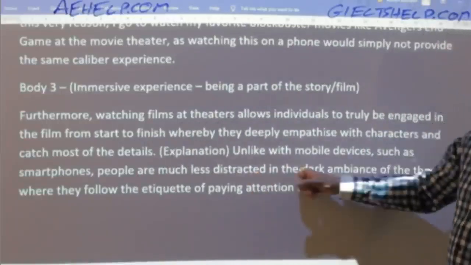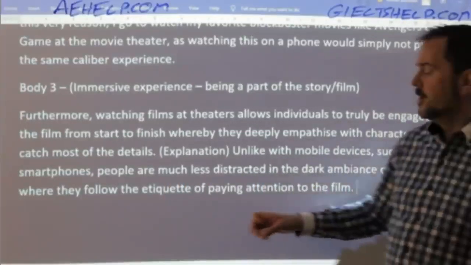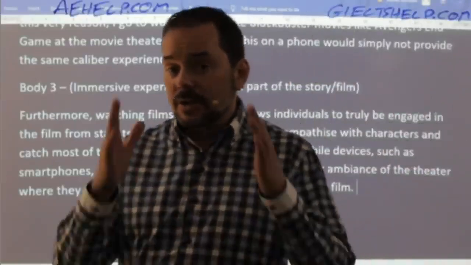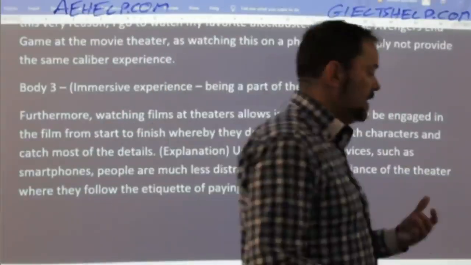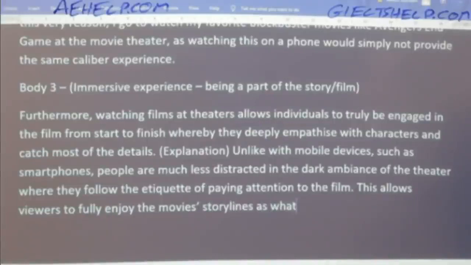So, unlike mobile devices such as smartphones, people are much less distracted in the dark ambience of the theater, where they follow the etiquette of paying attention to the film. Okay, so very clearly we're focused on the film. Okay, going back, this allows viewers to fully enjoy the movie or the movie's storylines as is intended by the producers.